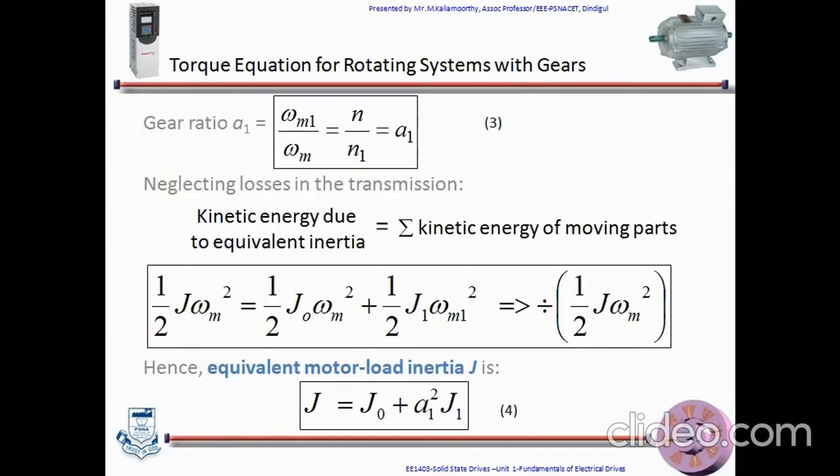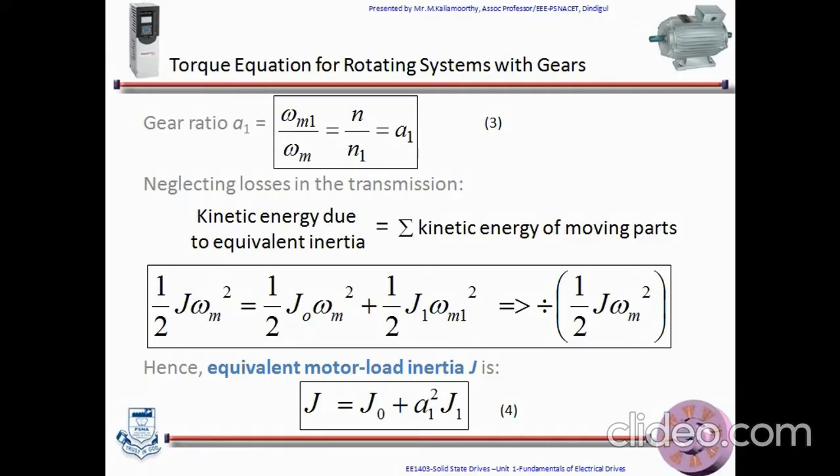Gear ratio A1 is given by omega m1 by omega m, which is equal to N by N1, where omega m1 is the speed of the load which is coupled through a gear and omega m is the speed of the load which is coupled directly to the motor shaft. N is the number of teeth on the gear which is connected directly to the motor shaft, and N1 is the number of teeth of the gear which is connected to load 2.